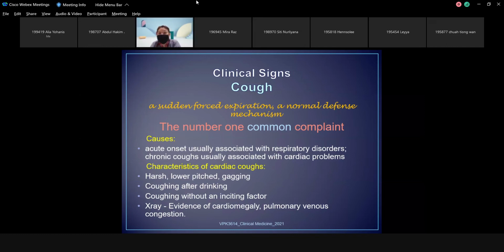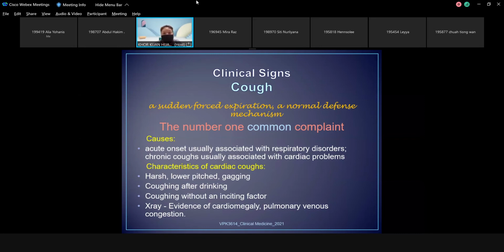Faham tak? What do I mean by it's a normal defense mechanism? Don't know, don't want to say. Nobody wants to think. Doctor, because whenever there are pathogens or something, we tend to cough out. Not really pathogen. Let's say if there is irritation in the throat, will you cough? Yes. So it's like whenever you don't feel well, it's a defense mechanism. You straight away cough it out.